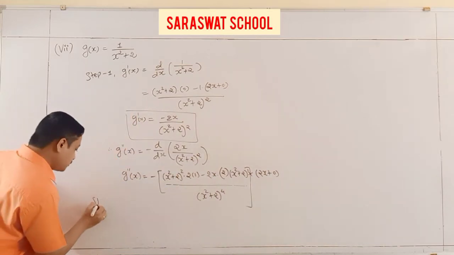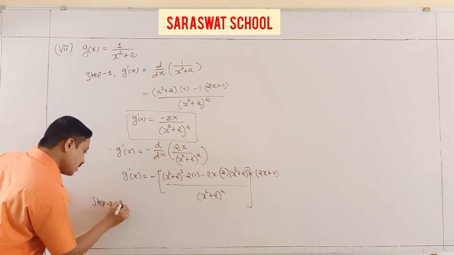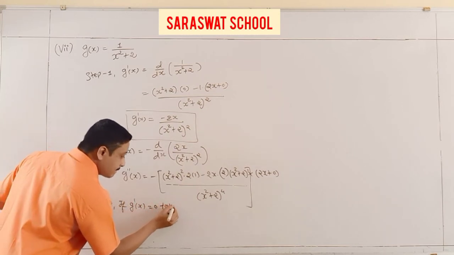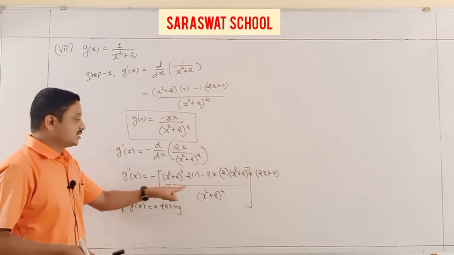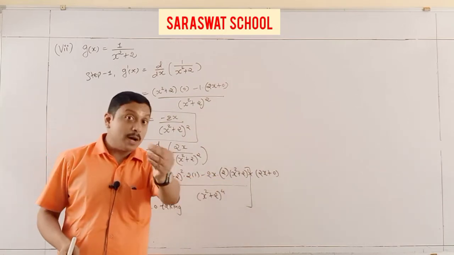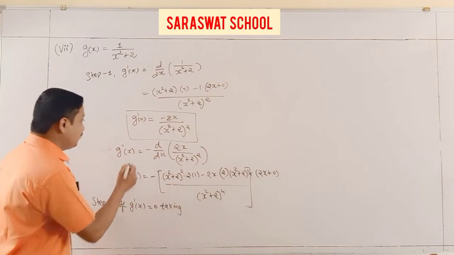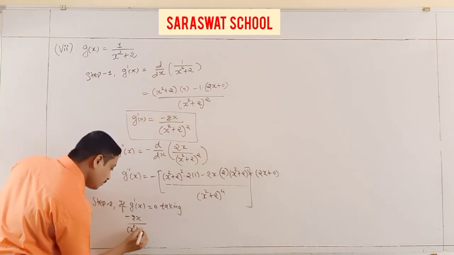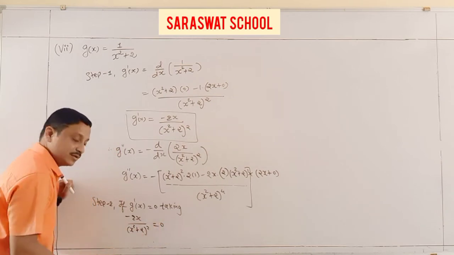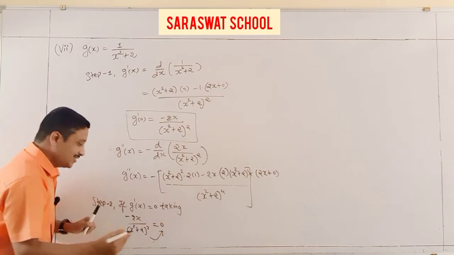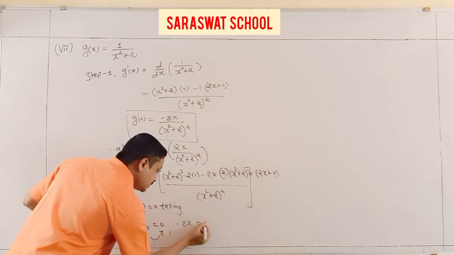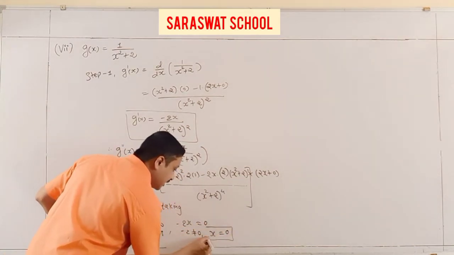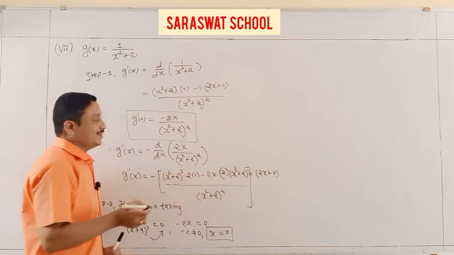Now our step 2: if g dash x is equal to 0. Students, here I only mentioned the derivative u by v rule. So if g dash x is equal to 0, then minus 2x by (x square plus 2) whole square is 0. The denominator is already cancelling with 0. You have minus 2x equal to 0, but minus 2 is never 0. Your answer is only and only x is equal to 0.